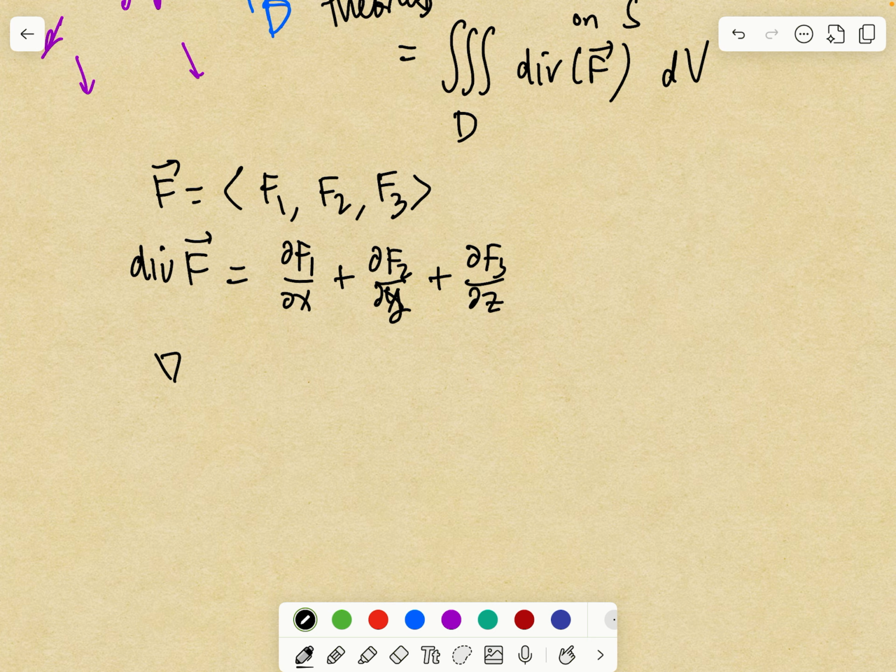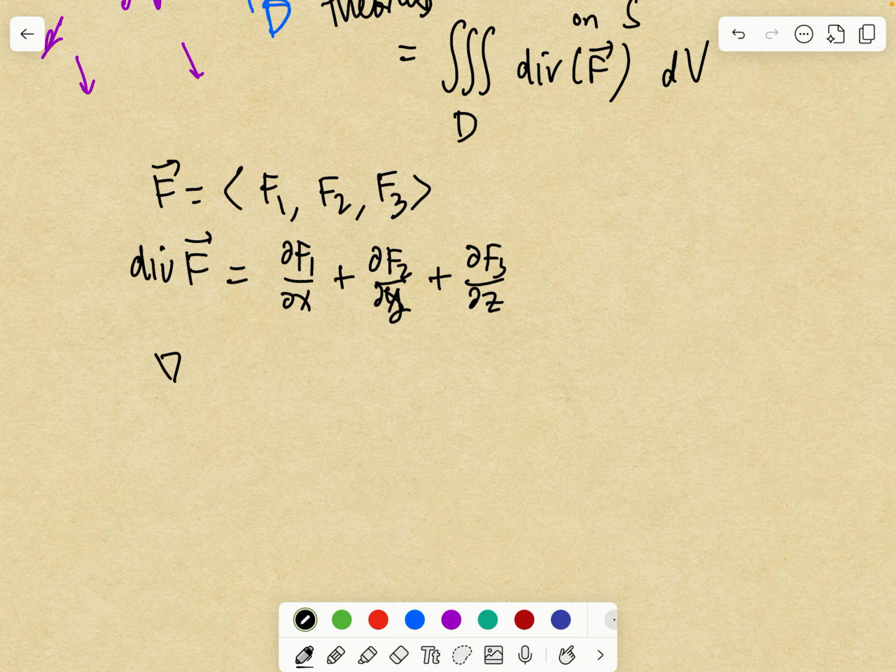Partial f1 partial x is going to be yz. Partial f2 partial y is going to be xz. Partial f3 with respect to z is going to be xy. I mean yz plus xz plus xy. That's the divergence of f.